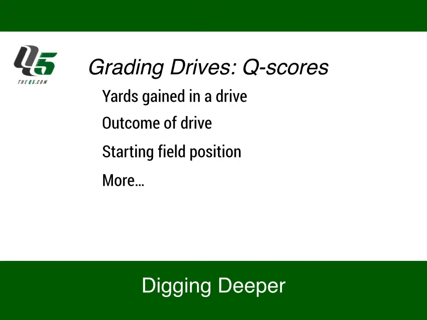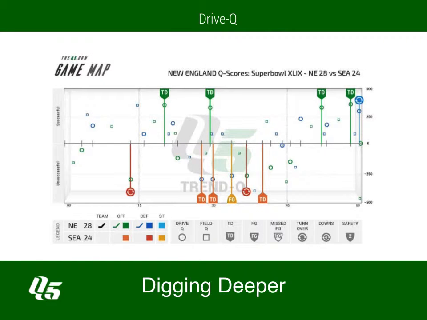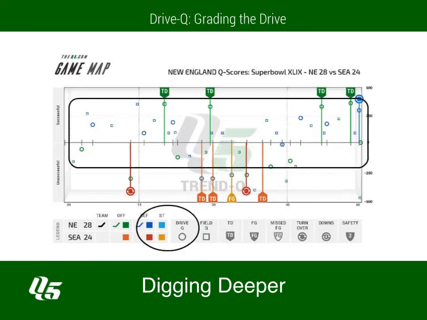The drive queue is established by taking into account several key elements like yardage covered by the drive, the outcome, and starting field position. We continue to use Super Bowl 49. Again, up top on the drive queue, we mark these grades with circles.